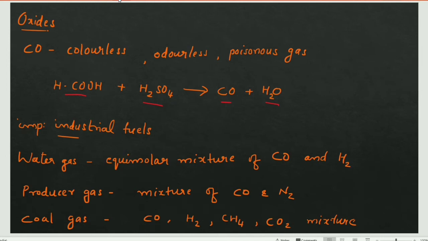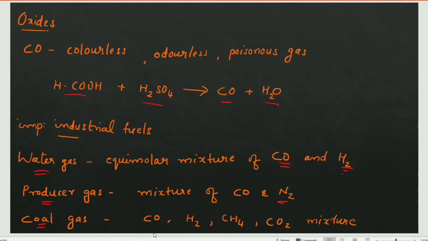Another important industrial fuel is water gas. Water gas is an equimolar mixture of CO and H2. It's very important. The mixture of carbon monoxide and hydrogen gives you water gas. Another industrial fuel is producer gas. Producer gas is a mixture of CO and N2, nitrogen. So CO and hydrogen is water gas, and CO and nitrogen is producer gas. The third one is coal gas. Coal gas is a mixture of CO, H2, CH4, CO2.